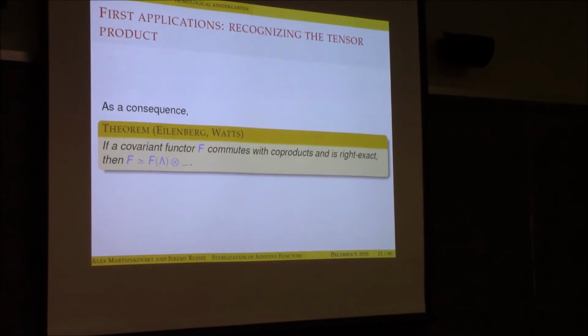And now we recover the theorem, I should say, of Eilenberg and Watts. If you assume in addition that f is right exact, then f and L naught of f are the same thing, but we have just identified L naught of f as f of lambda tensor lambda. So that's a recognition principle for the tensor product.